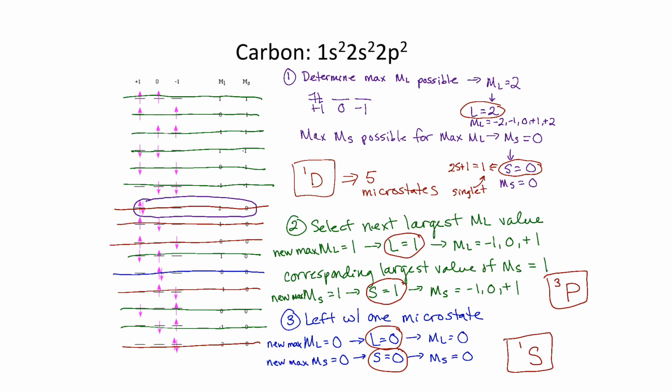That takes care of our last microstate. Now hopefully you can see that all of those 15 microstates for our P2 electron configuration are accounted for with these 3 term symbols: our singlet D, triplet P, and our singlet S. We get 5 microstates from the singlet D, a total of 9 microstates from our triplet P, and 1 microstate from our singlet S. So we do get our total of 15 microstates.